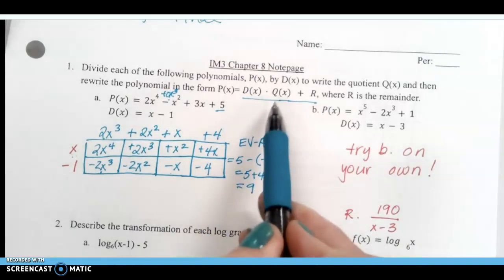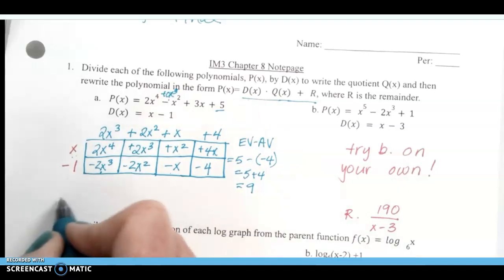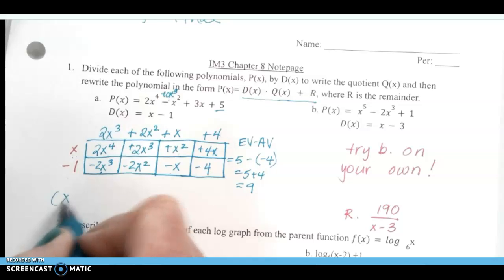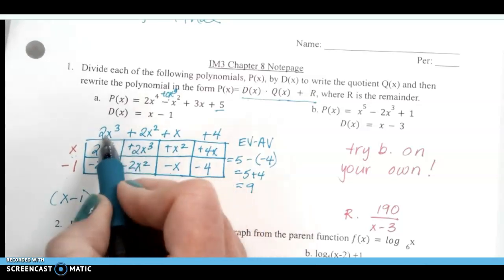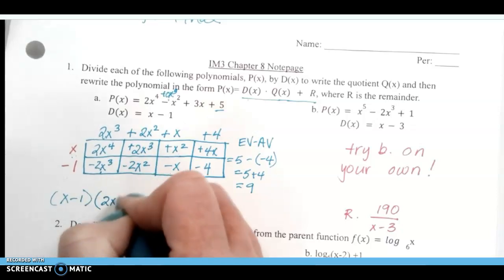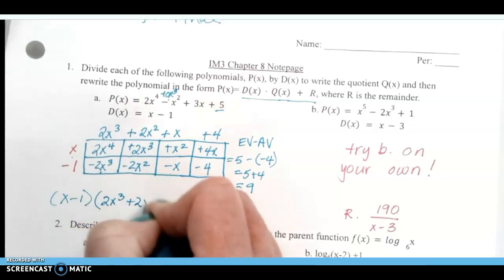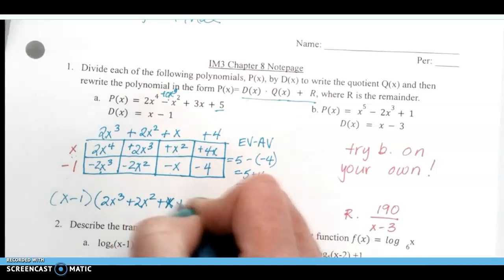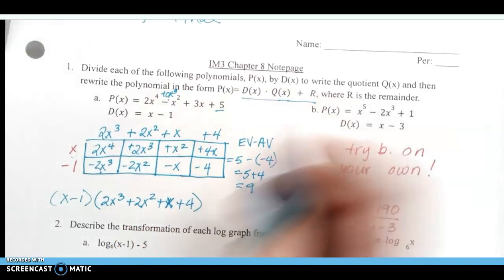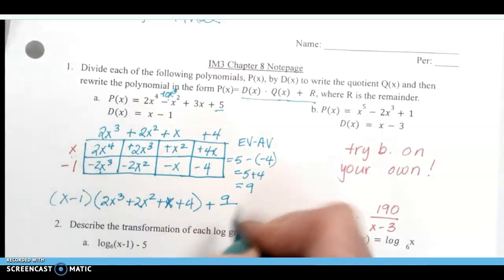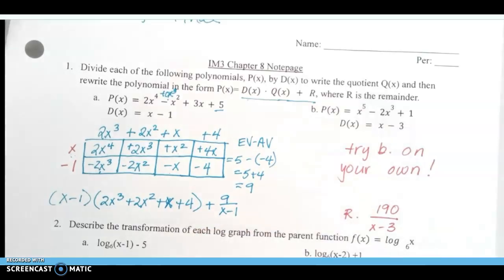We want to write it as the d of x, so that's going to be what we divided by, our x minus 1, times our q of x, which is our answer, so 2x to the 3rd plus 2x squared plus x plus 4, plus whatever remainder we have, which was 9, over our divisor of x minus 1.